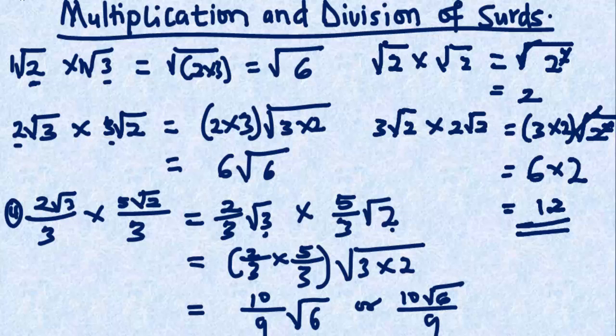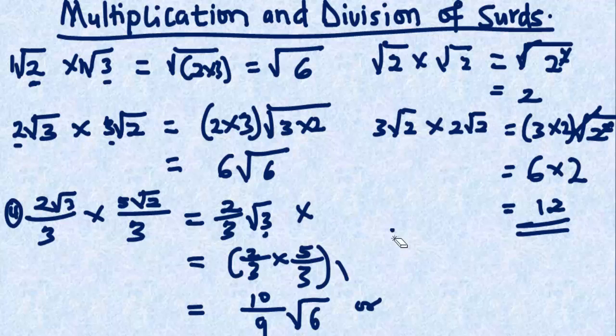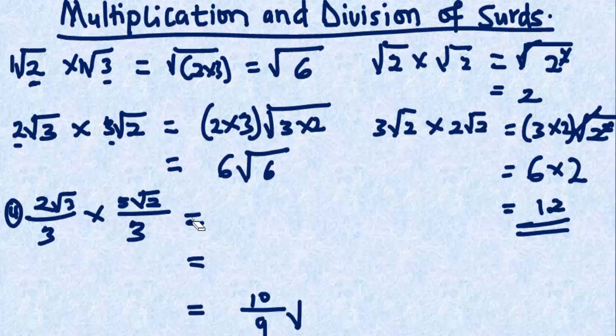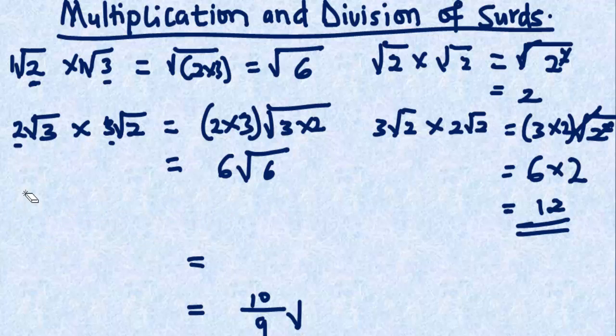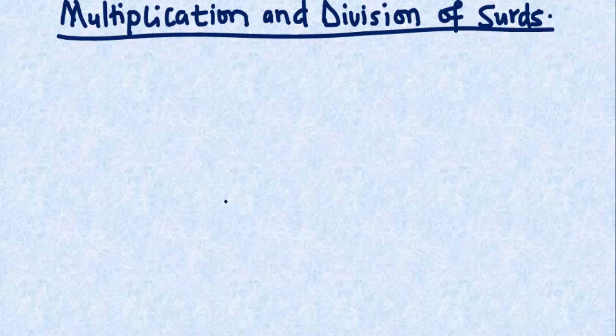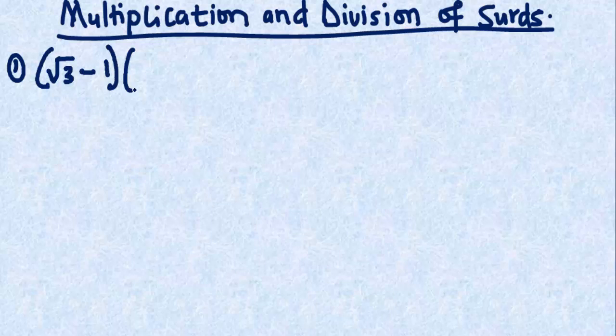Okay, so let's take this idea to multiply very difficult ones. Let's go ahead and multiply two surds in brackets, compound surds in brackets. We have: expand and simplify (root 3 minus 1) multiplied by (2 root 3). In this case we need to expand it first using the distributive property.